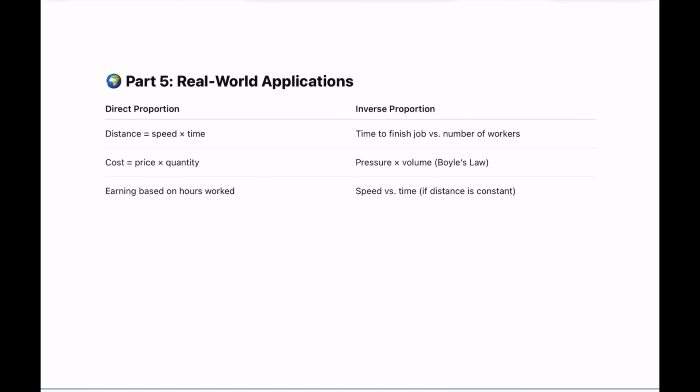And now for inverse proportions, the more workers you have, for example, the less time it would take to finish a job. So that would be an inverse relationship. Then you have pressure times volume, Boyle's law, and also speed versus time. So those are a few examples of the real world applications.